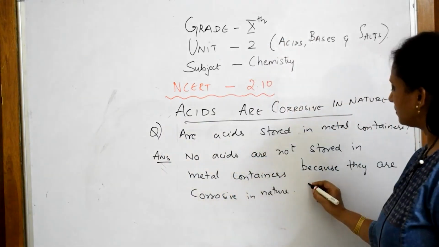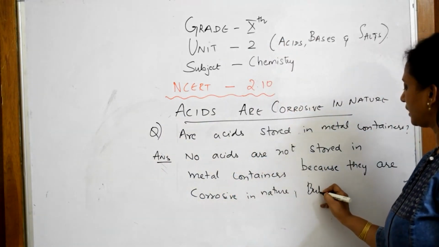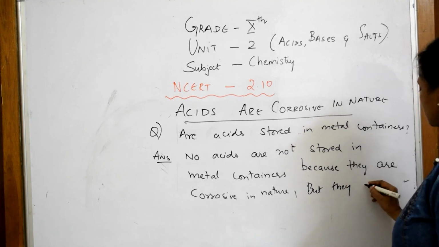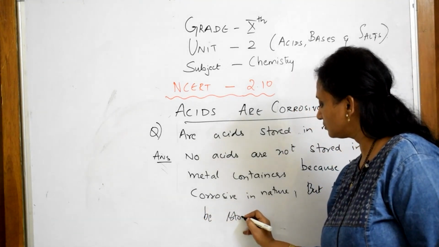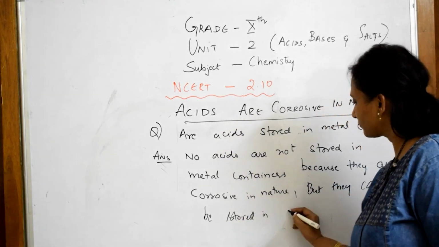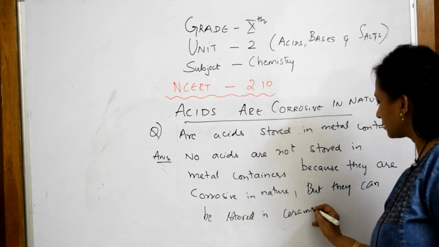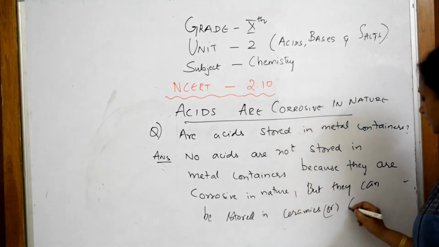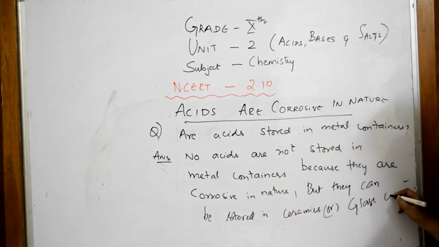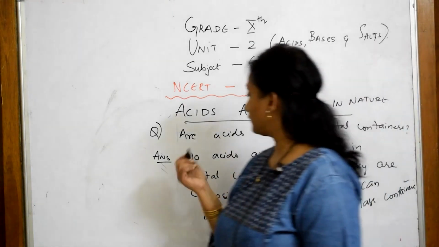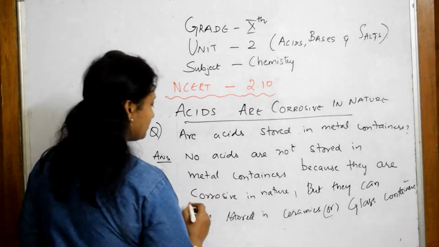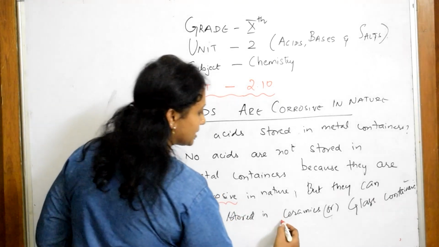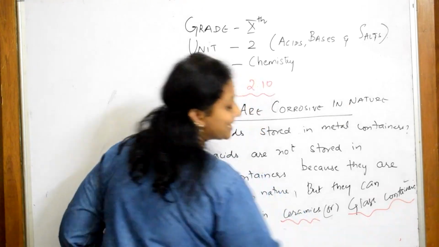So the acids can be stored in ceramic or glass containers. This is your answer, which you can note for that question. If they ask you, can I store it, you can say no. What will you underline? Because they are corrosive, they are stored in ceramic or glass containers.